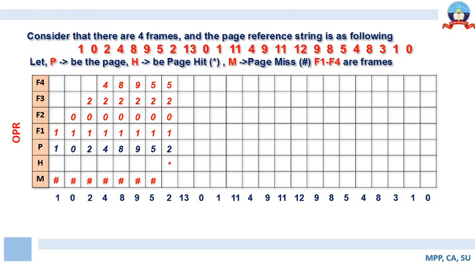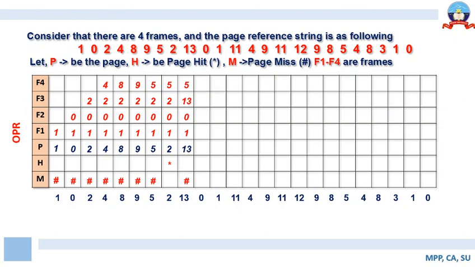Now after 2 there is a reference to page number 13. Since page number 13 is not there in the memory, it has to be brought into the memory by replacing either of the 4 pages, which are 5, 2, 0, 1. If you closely analyze, you have a close reference to 0, 1 and 5, but since there is no reference to page number 2, we'll consider that we have the farthest reference to page number 2. So page number 2 will be replaced by page number 13.